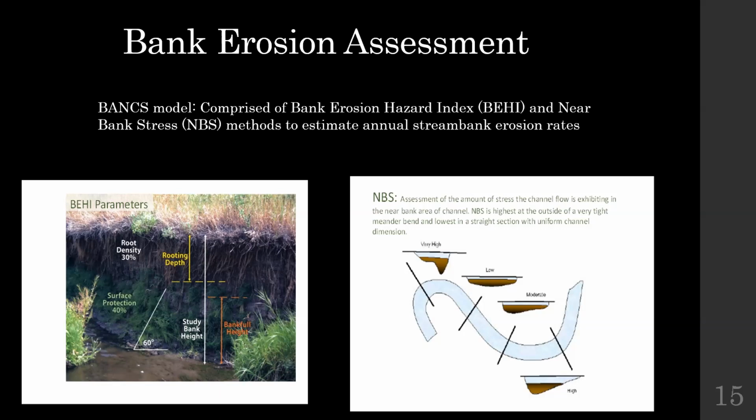flows. And you can see from the pictures of the near bank stress that the stream with high banks will generally, depending on the angle and how that bank is oriented, have more potential for erosion during high flows. We did not sample every section of the watershed. We had 42 different sites or reaches that we went to in order to estimate the amount of erosion using this model.